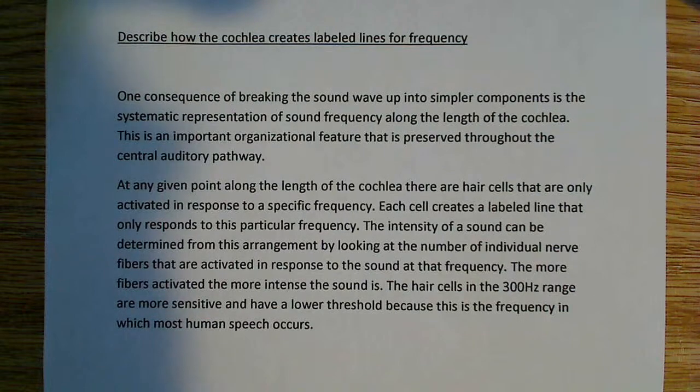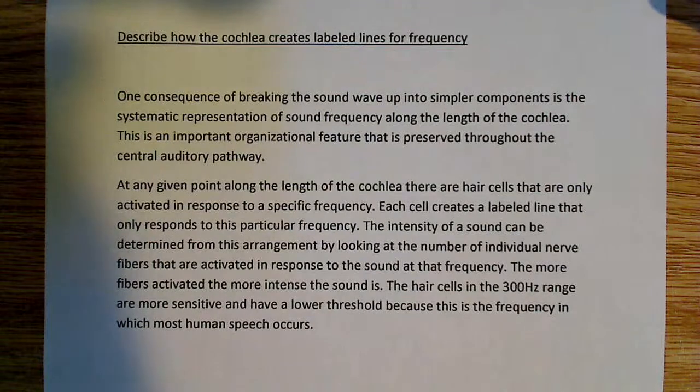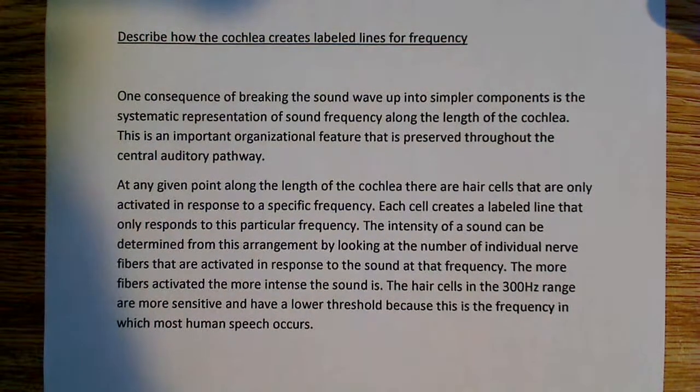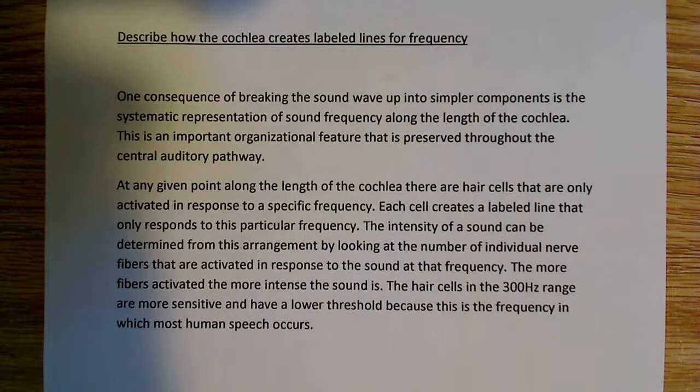At any given point along the length of the cochlea, there are hair cells. In a previous video on transduction in the cochlea, I talked about hair cells and how they're activated, and I talked about what causes these depolarizations: mechanically gated potassium ion channels, and also voltage gated calcium channels that lead to this change in membrane potential.